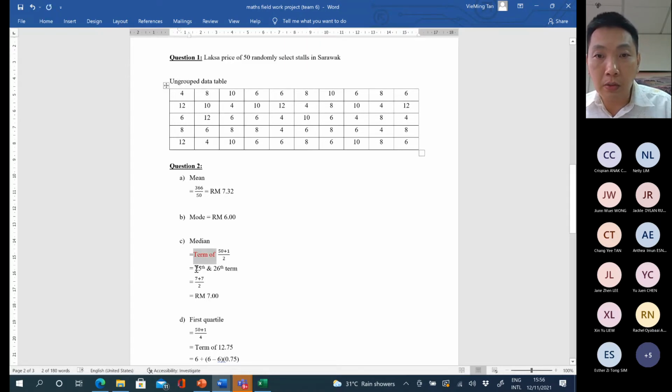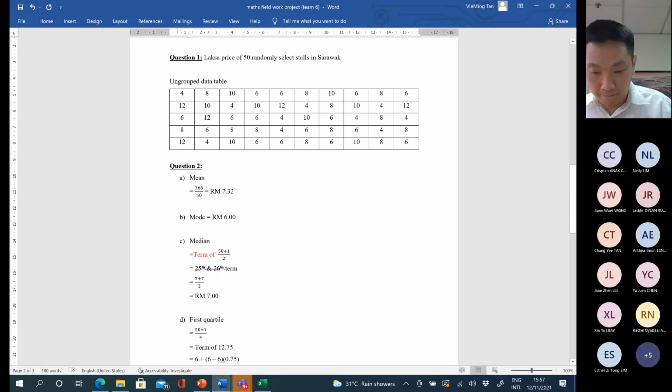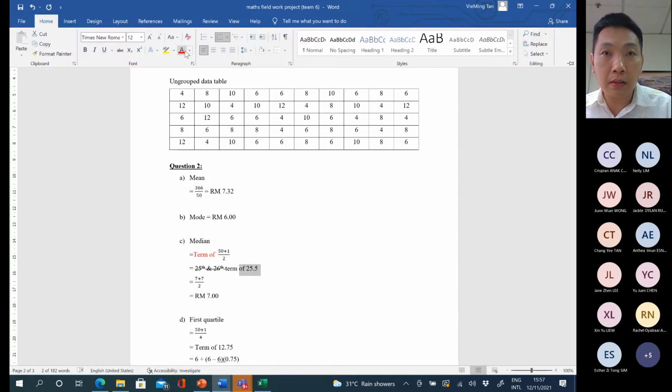This one also not correct. This one should be term of 25.5. Okay. All right. Then this is the value already, so no need to put term of anymore, because this is the value of the median, so no need to put the location anymore. Only these two you have to indicate the term of, to indicate these are the terms, the location. Okay? And this is the value, so no need to put any more location or term of title.